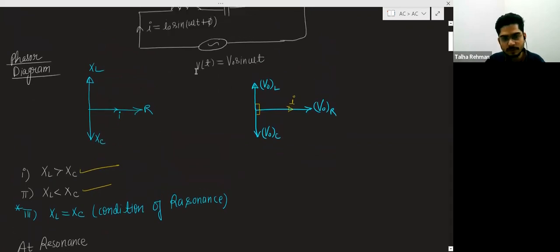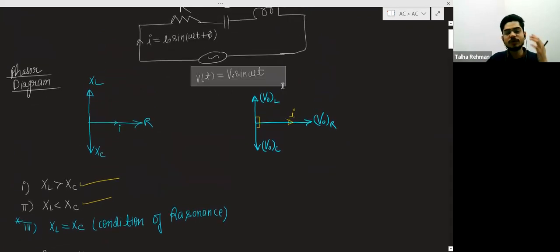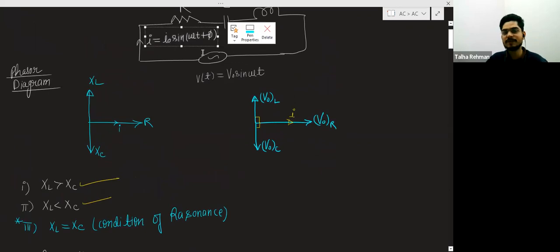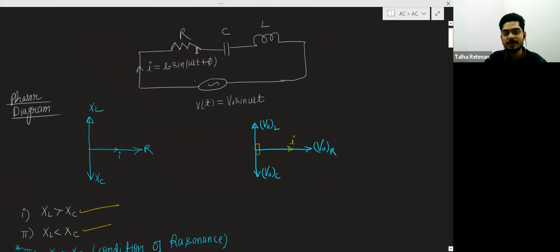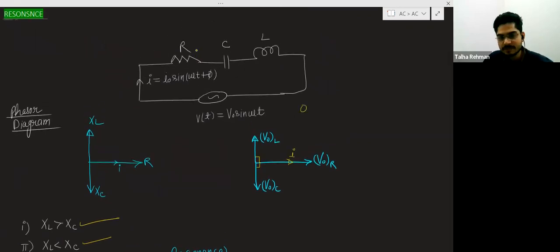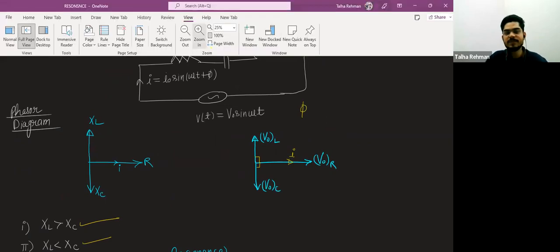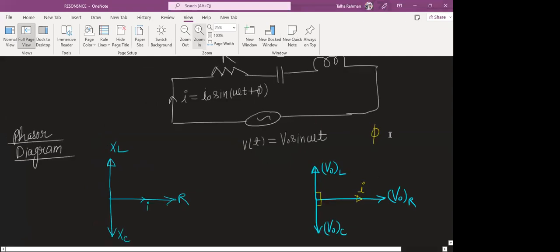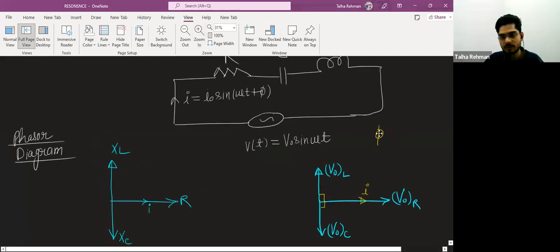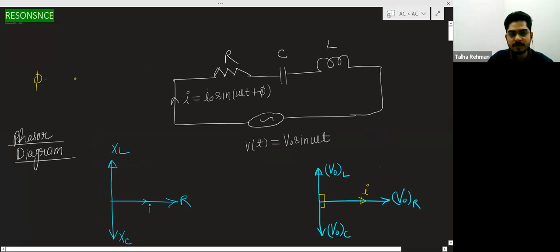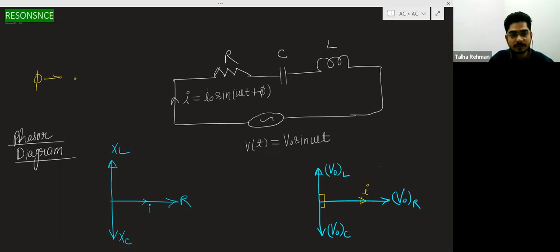Okay, so the equation of the voltage I have written: V is equal to V naught sin omega t. The equation of the current is I is equal to I naught sin(omega t plus phi). Phi is basically the phase difference between the current and the voltage, the net voltage of the circuit.